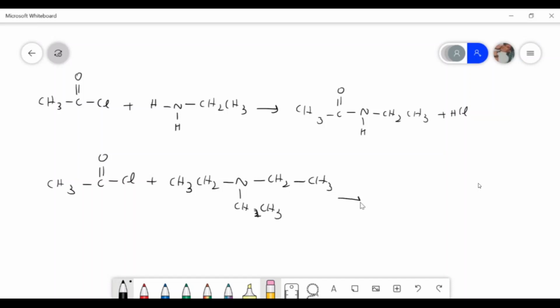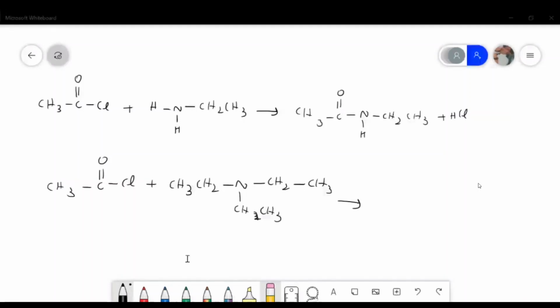Do you guys think that this condensation reaction can happen? Yes or no? If I put a tertiary amine with an acid halide, do you think there'll be a reaction? Just think about it for a second. I asked if you think a reaction is possible for the bottom set of reactants. Is it possible for an acid halide to react with a third degree amine?